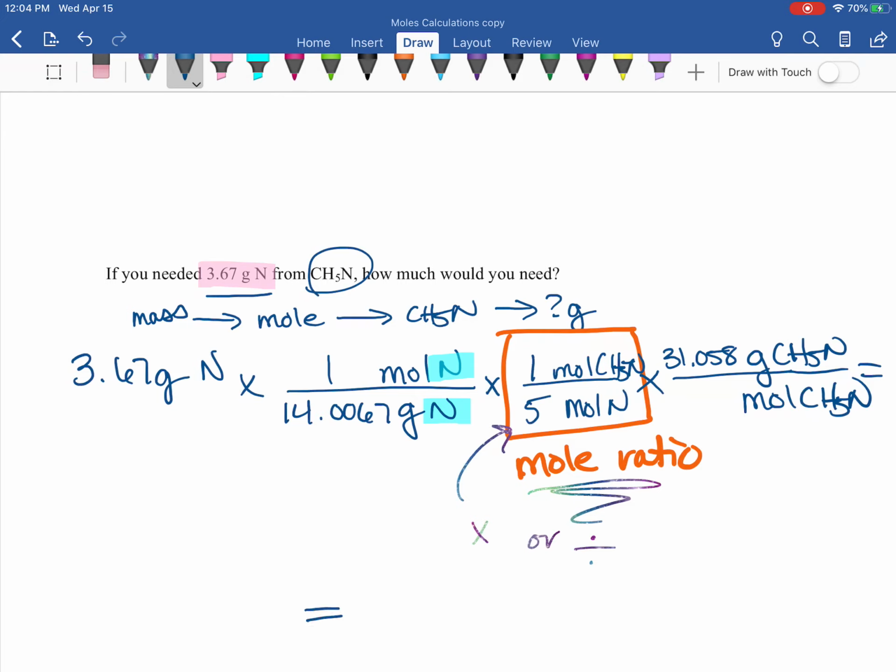And now we can calculate moles to grams. And what number was that? That was our molecular weight. All right, let's throw this in on our calculator and then we'll stop with some of these problems.